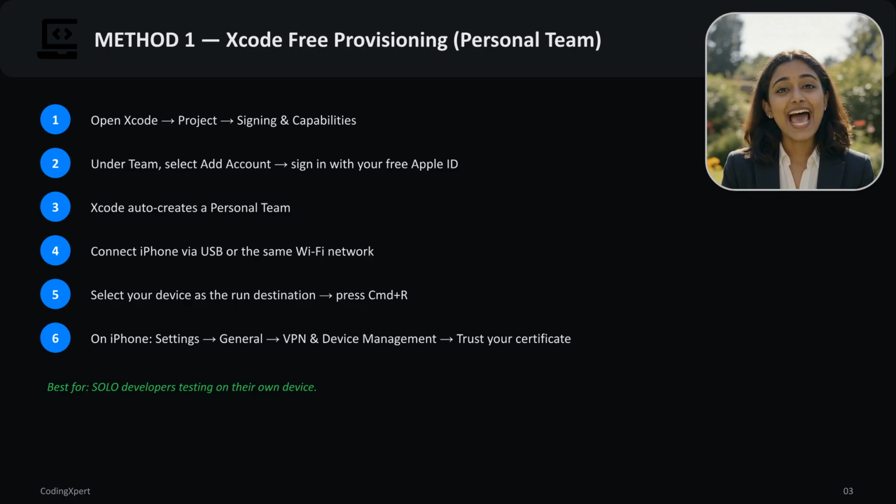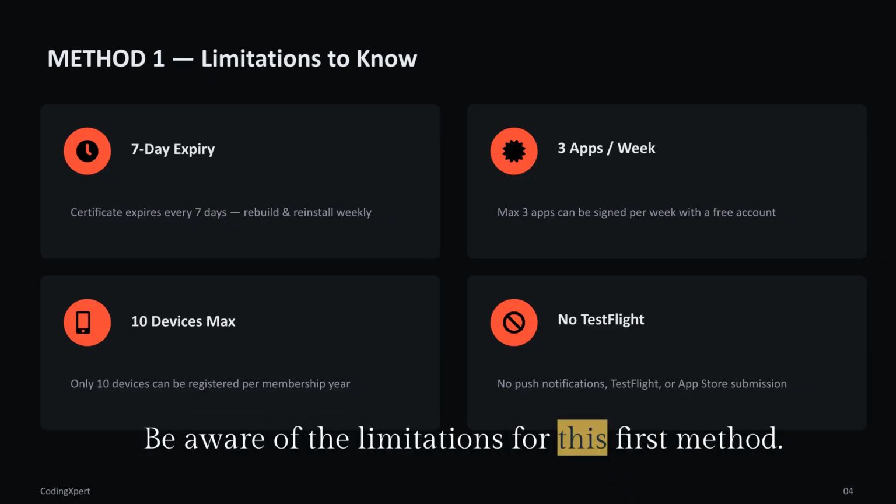For our first method, Xcode free provisioning, simply open your project's signing and capabilities settings. Add your free Apple ID, and Xcode will create a personal team for you. Once you connect your iPhone and select it as the run destination, just press Command+R and trust the certificate in your iPhone's settings. Be aware of the limitations for this first method.